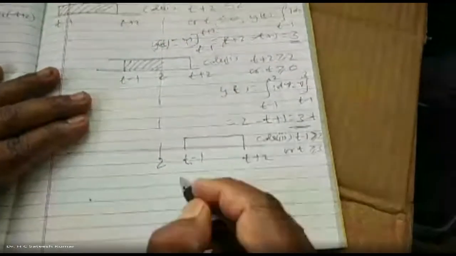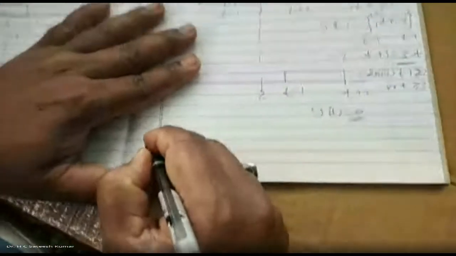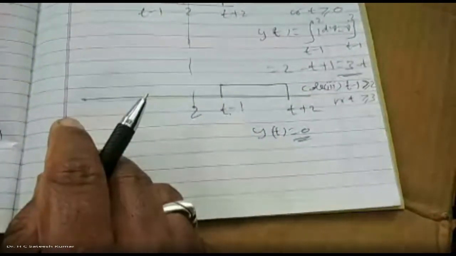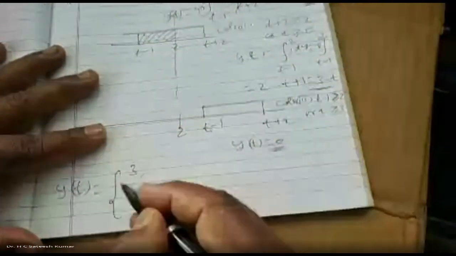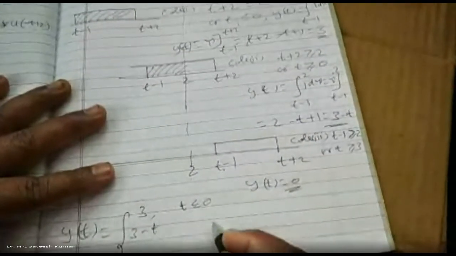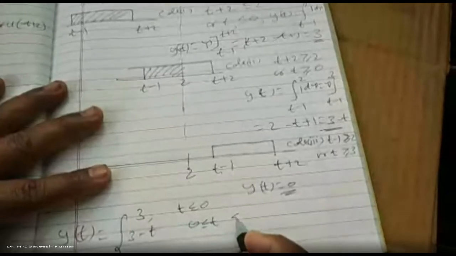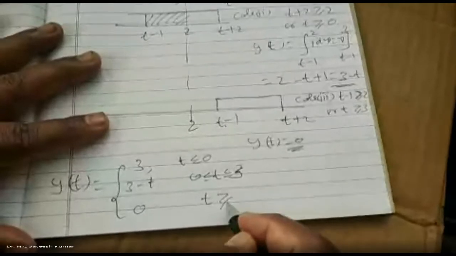Okay, right? So therefore, y of t is equal to 0. We get no overlapping. That's it. There are 3 cases, no? One is finite, another one is infinite. Then we get 3 cases. Y of t is equal to, what is the value? 3 for t less than or equal to 0. And the second case is 3 minus t for t lying between 0 and 3, and is equal to 0 for t greater than or equal to 3.